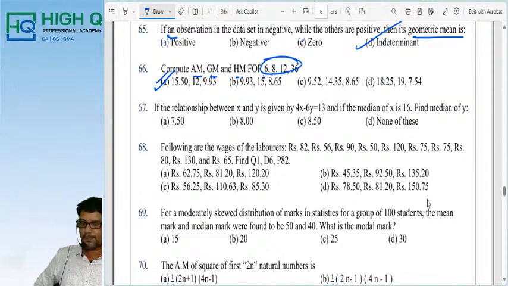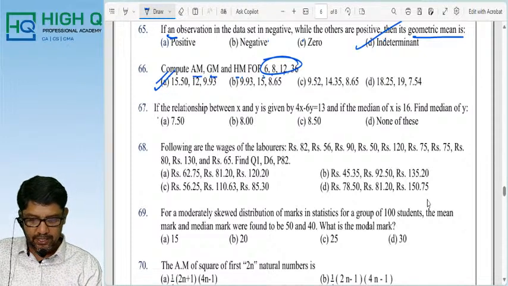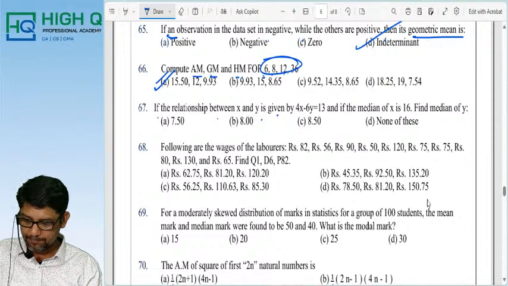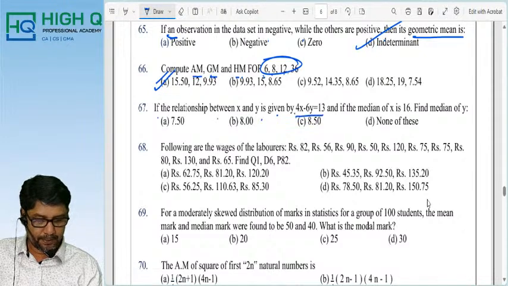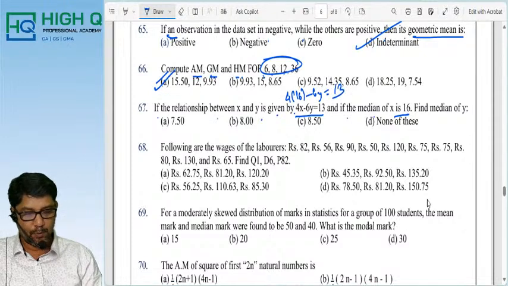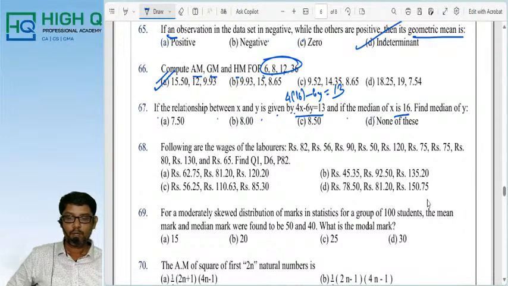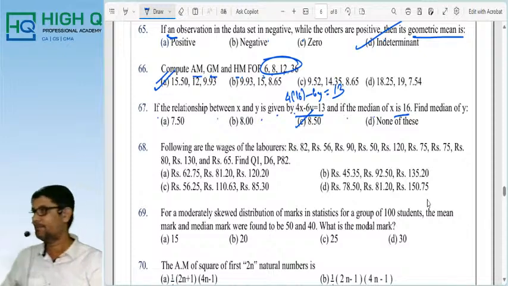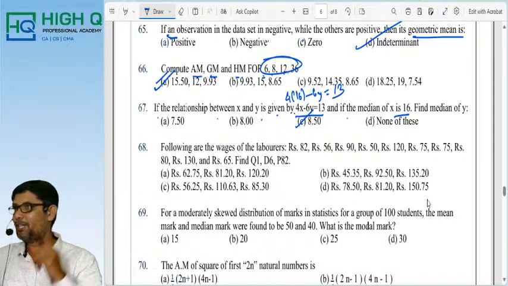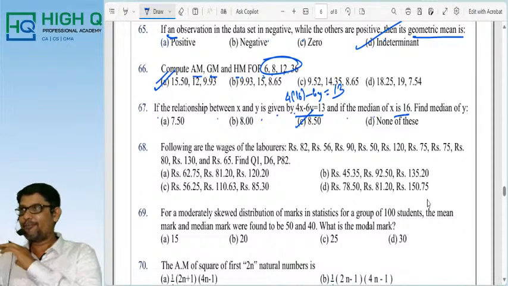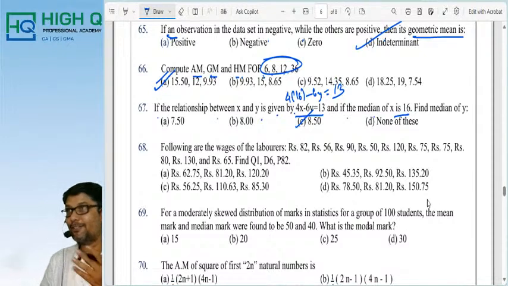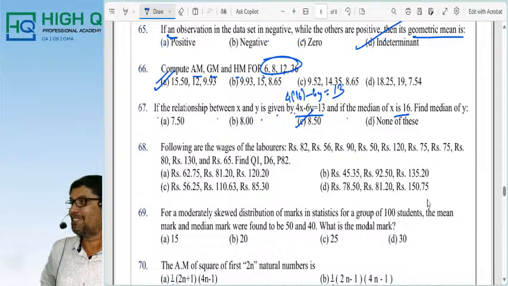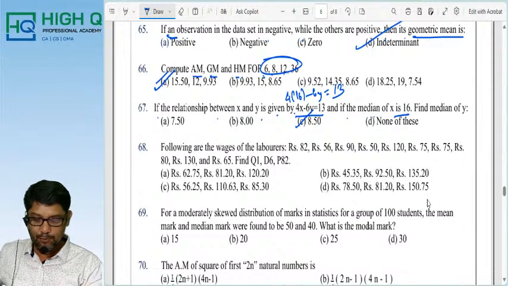Am I right? Next. If the relationship between x and y is given by 4x minus 6y equal to 13, and the median of x is 16, so 4 into 16 minus 6y is equal to 13. Tell me what is the answer? I am getting 8.5. When it comes to median, we have to use the entire equation. I think now Akshay is laughing. Yesterday when she wrote the exam, she was confused whether what is right, what is wrong. I think now maximum's right? Very good.